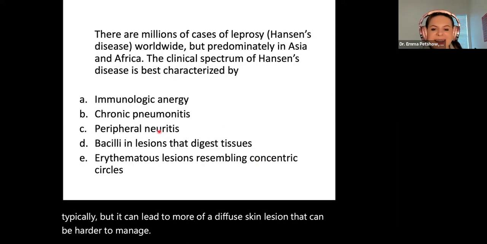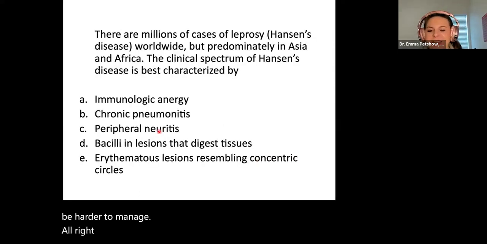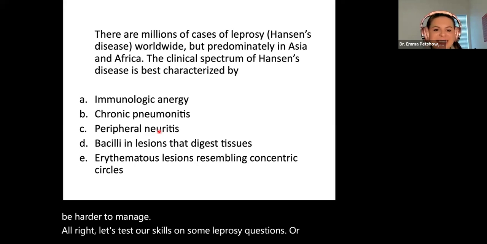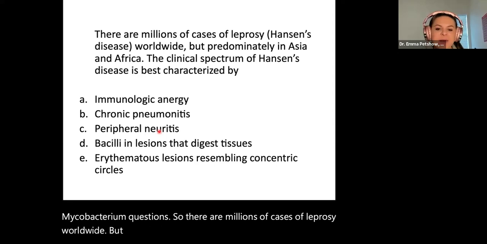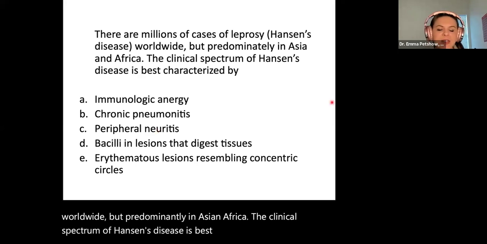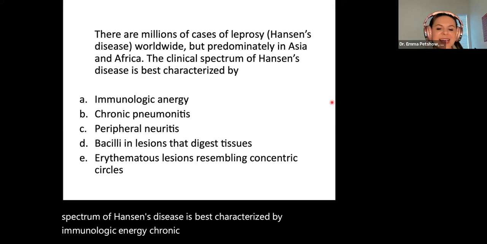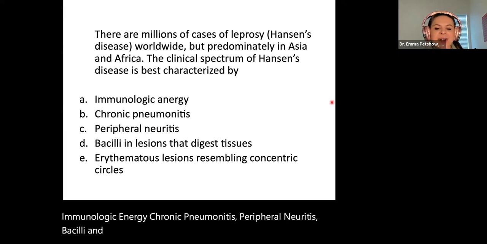All right, let's test our skills on some leprosy or mycobacterium questions. There are millions of cases of leprosy worldwide, but predominantly in Asia and Africa. The clinical spectrum of Hansen's disease is best characterized by immunologic anergy, chronic pneumonitis, peripheral neuritis, bacilli and lesions that digest tissues, or erythematous lesions resembling concentric circles.